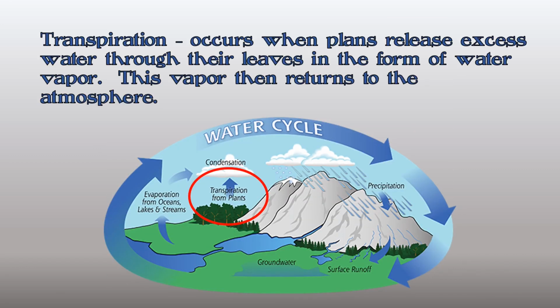Transpiration occurs when plants release excess water through their leaves in the form of water vapor. This water vapor returns to the atmosphere. As we can see, water is constantly moving around, changing forms in a non-stop cycle on, below, and above the surface of the Earth. The amount of water stays fairly stable over time, but where that water is stored varies from moment to moment.